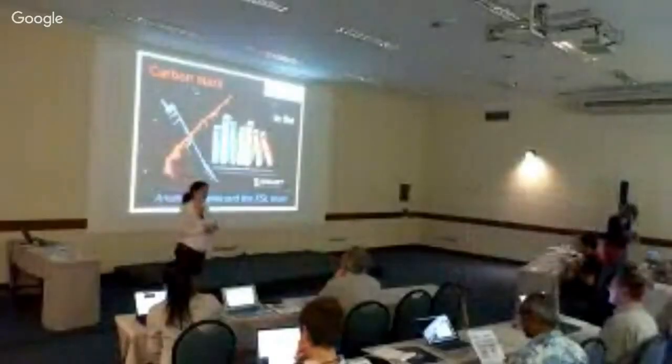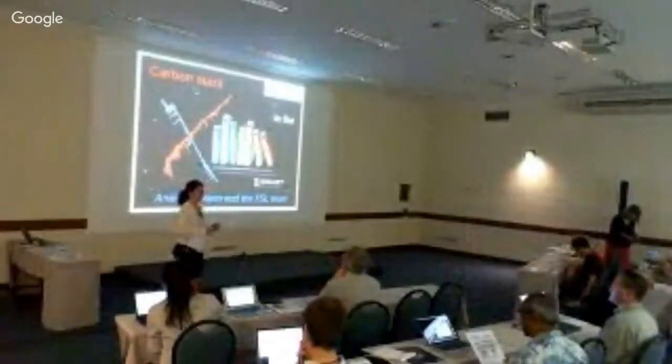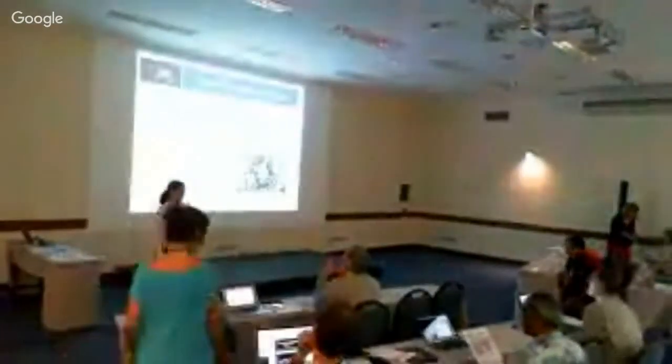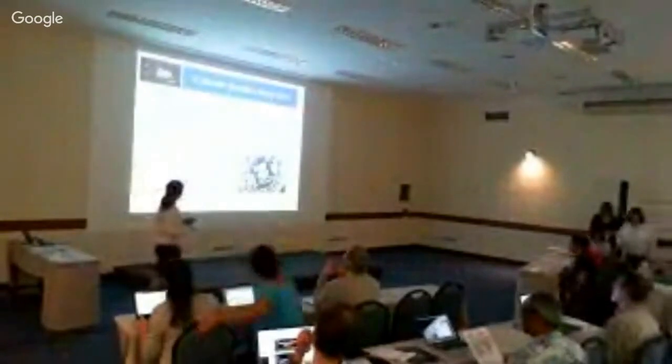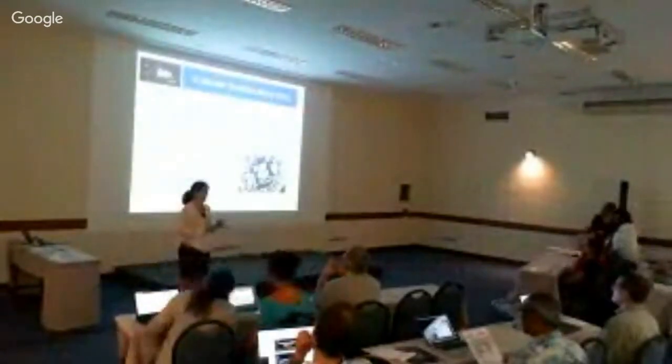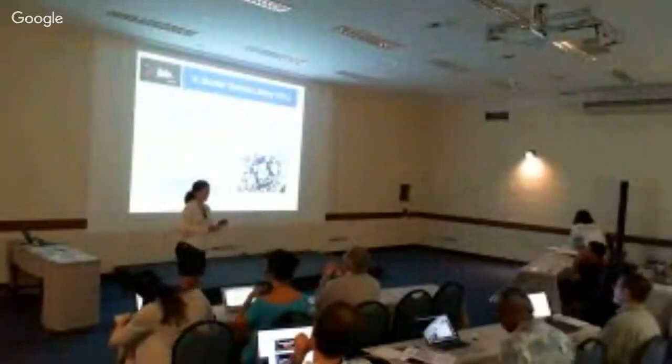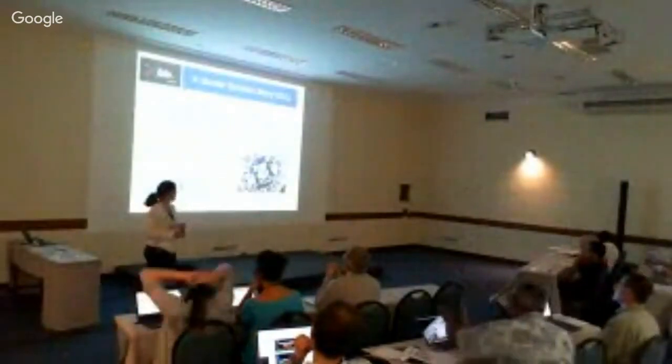Today I'm going to talk about the carbon stars in the X-shooter Spectral Library. So first, what is the X-shooter Spectral Library? XSL is a moderate resolution spectral library built thanks to an ESO large program and using the X-shooter spectrograph.